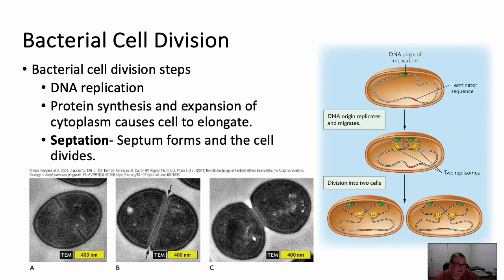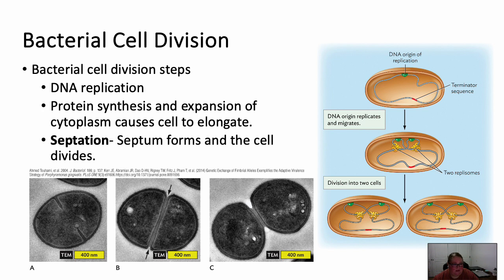Now, with bacterial cell division, all the steps are quite the same between all bacterial species. We have DNA replication, we have a period of protein synthesis, so we have enough proteins to support each daughter cell. We're going to expand the cytoplasm, start to make more of it so that each cell can divide it equally between itself. Okay, and when we start to do this expansion of the cytoplasm and this extra protein synthesis, this is what's going to cause the cell to elongate.